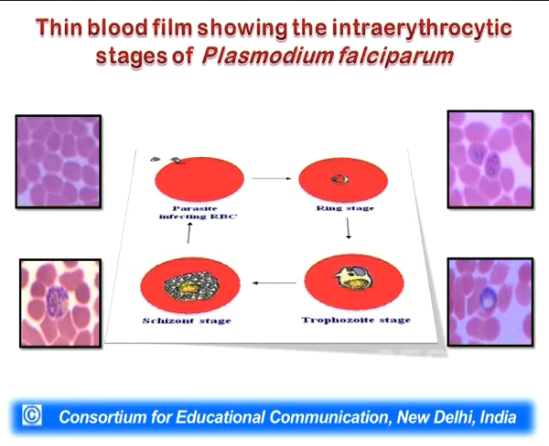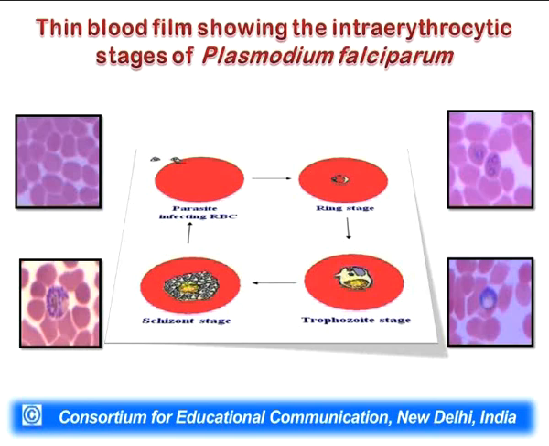The first stage is the ring stage, where we can see a nucleus and a ring type structure. Then there is an active feeding stage which is called the trophozoite stage, and subsequently there are small stages present within one small RBC, which is called the schizont stage. So these are the stages which the doctor observes under the microscope, and if the patient has all these stages in his blood slide, then the doctor confirms that the patient is suffering from the malarial parasite, Plasmodium falciparum.